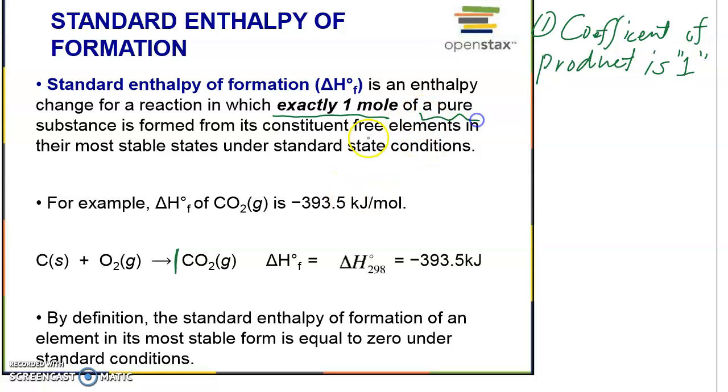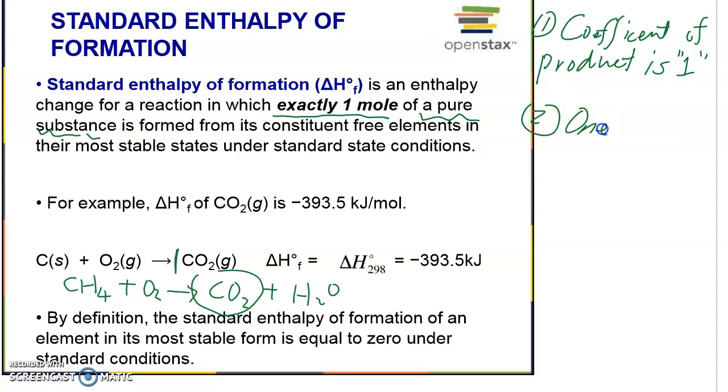Of a pure substance. That means in the product, we are only allowed to have 1 product. For example, if we have something like CH4, the combustion of methane can give me carbon dioxide and H2O. In this case, we cannot call the enthalpy for this reaction an enthalpy of formation, because in the product we have 2 products instead of a pure substance. So the second requirement is 1 product on the right side.